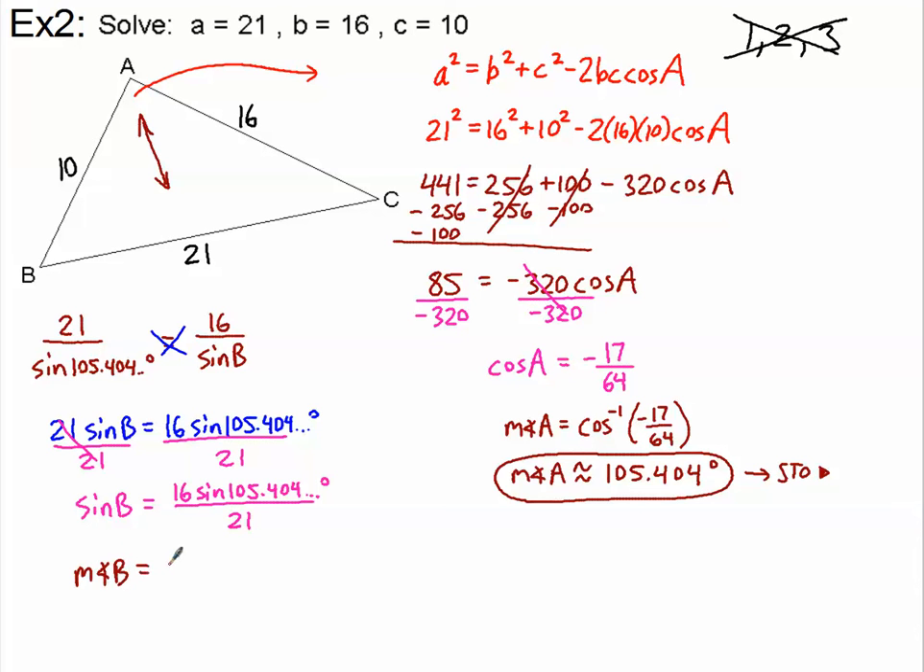Measure of angle B is going to be equal to the inverse sine of this big fraction that I don't really want to write again, so I'll just draw a little arrow. Inverse sine of all of this stuff, recalling this stored value, this exact value. For the measure of angle B, you should get 47.268 degrees.